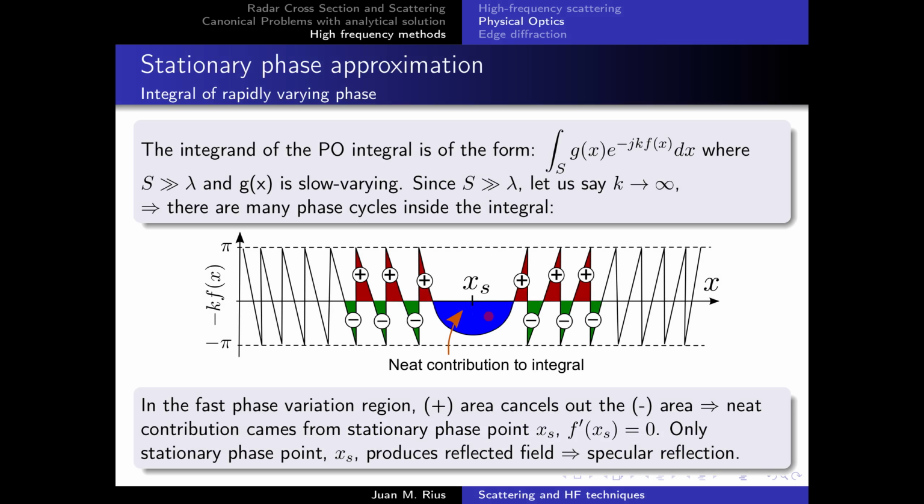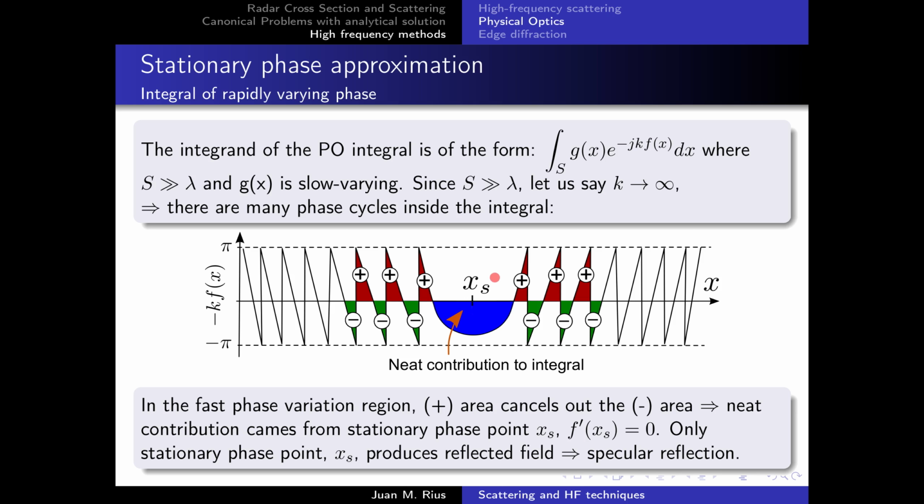So at this point, there is no cancellation between the positive and negative parts of a period of the phase. In this case, for example, we have to compute the area under the curve. We see that the red and green areas cancel out, but there is a remaining part in blue color coming from the neighborhood of the stationary phase point. So we will see later that it is this point where a specular reflection occurs.